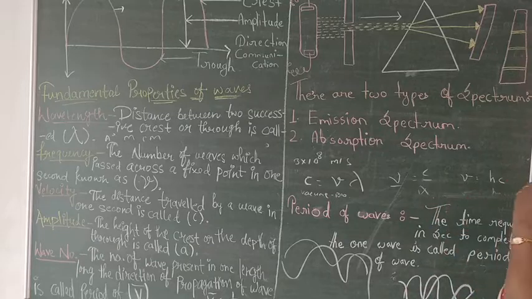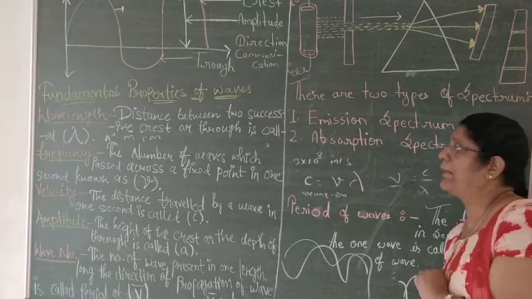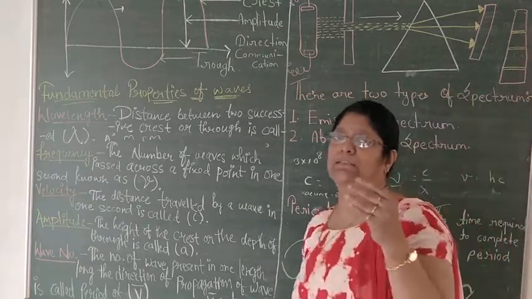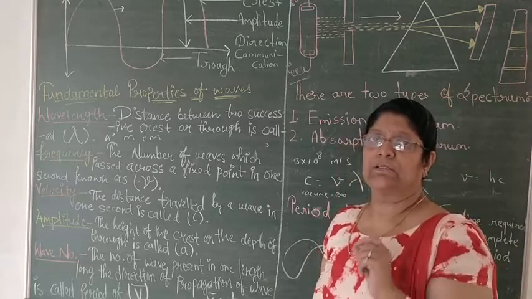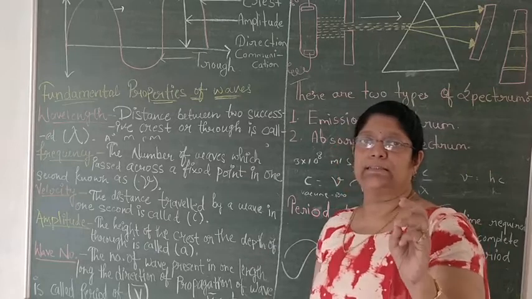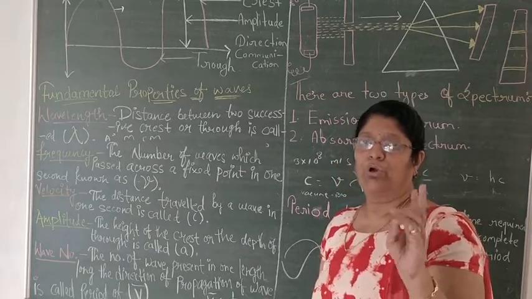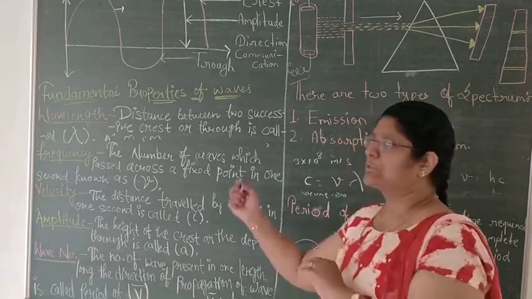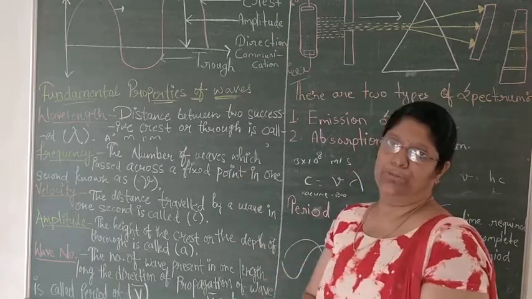So, if we want to understand electromagnetic wave, we need to understand three things. First is the wavelength of light, second is the amplitude, and third is the frequency. No doubt velocity also, but first we will talk about amplitude.